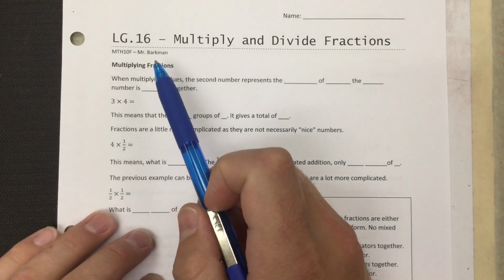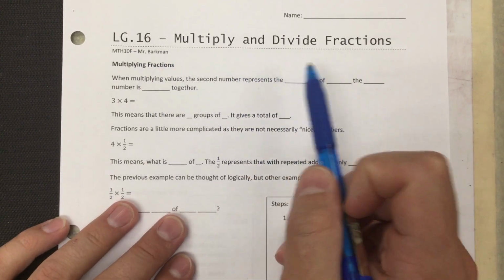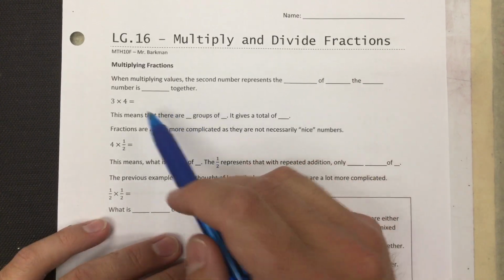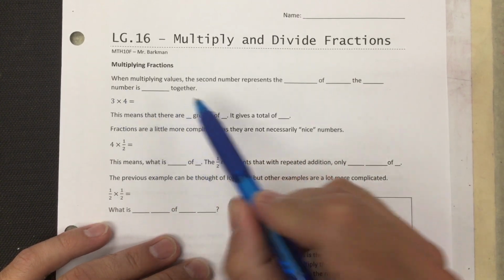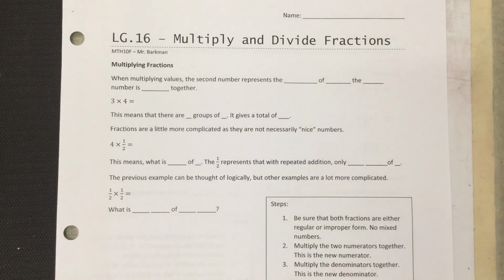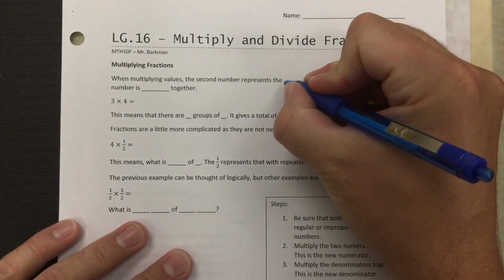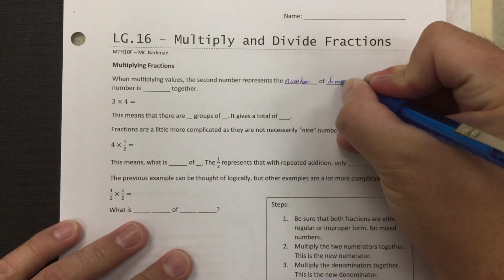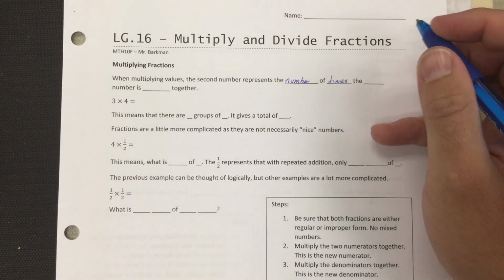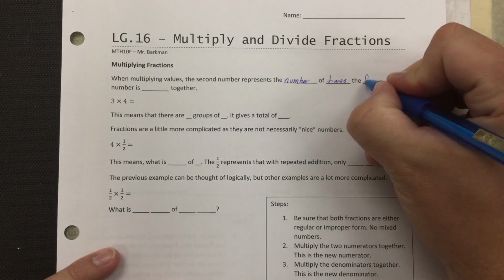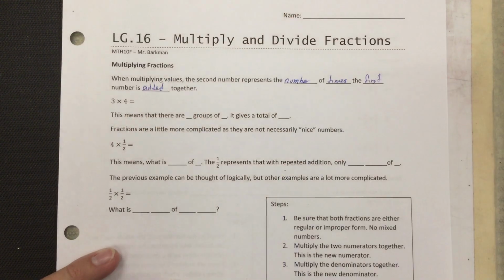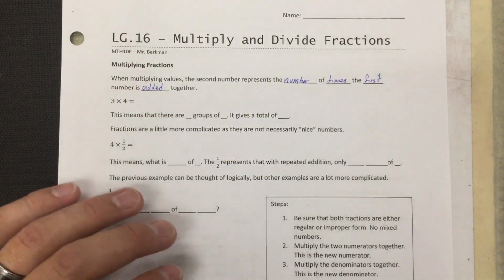All right, so in this lesson we're going to be taking a look at multiplying and dividing fractions. But what we're going to do is start by taking a look at multiplying in general and just remembering what multiplying is. When we're multiplying values, the second number always represents the number of times the first number is added together. So sometimes we can think of this as being repeated addition.